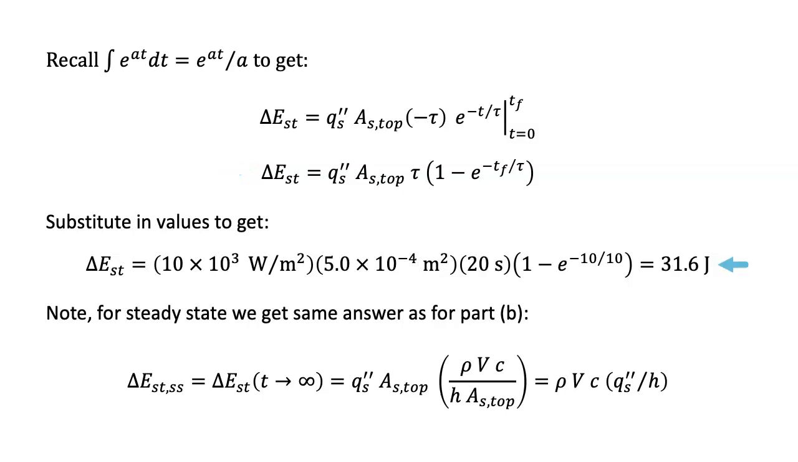Substituting in values, we get a change in energy storage of 31.6 joules, which once again is still pretty far away from our steady state energy change of 50 joules. Before continuing, we verify that as time goes to infinity, we get the same steady state energy change as for part B, as expected.